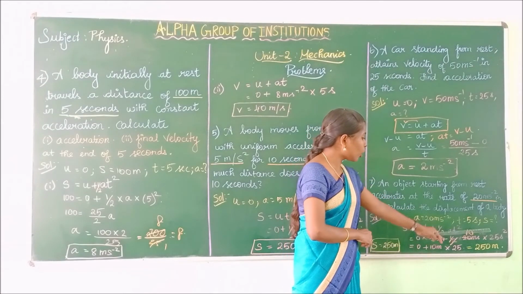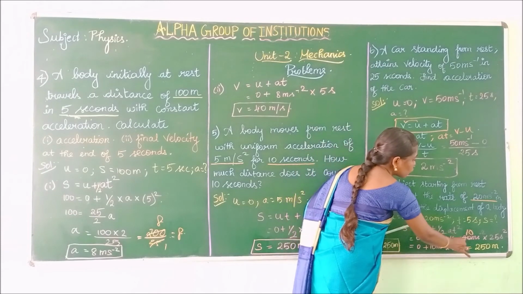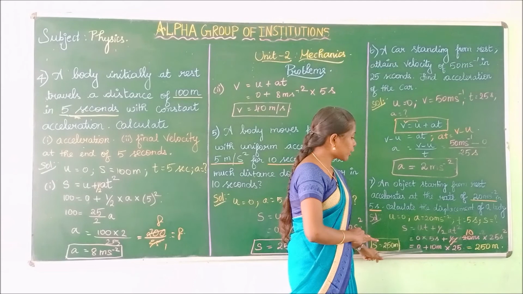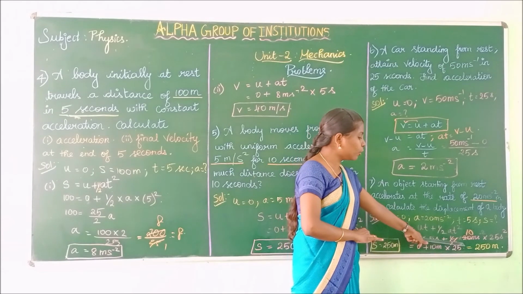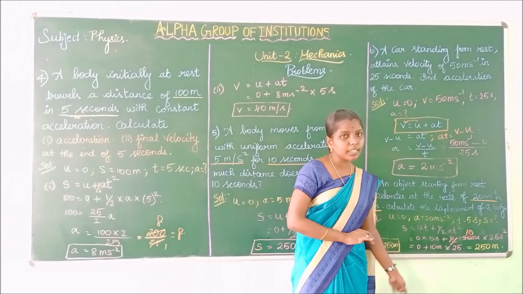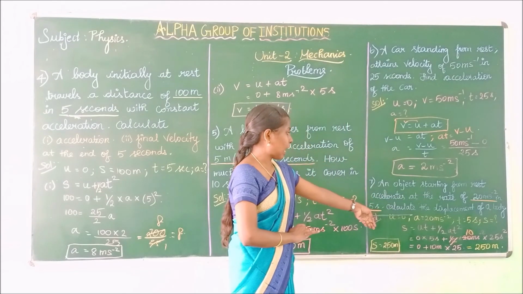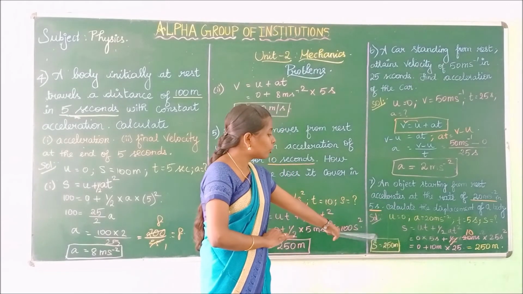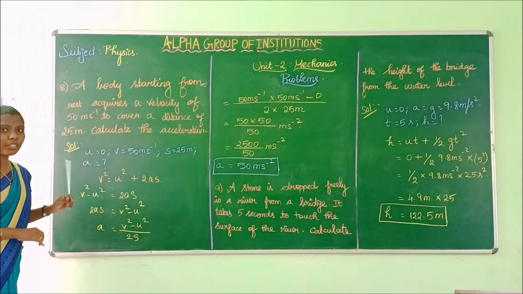If you multiply all the values, if you cancel this 2 and 20, the answer will be 10. 0 into anything is 0, plus 10 meter into 25. 10 into 25 is 250 meter. Hence we have calculated the displacement of a body. S is equal to 250 meter. I'll read the next question.